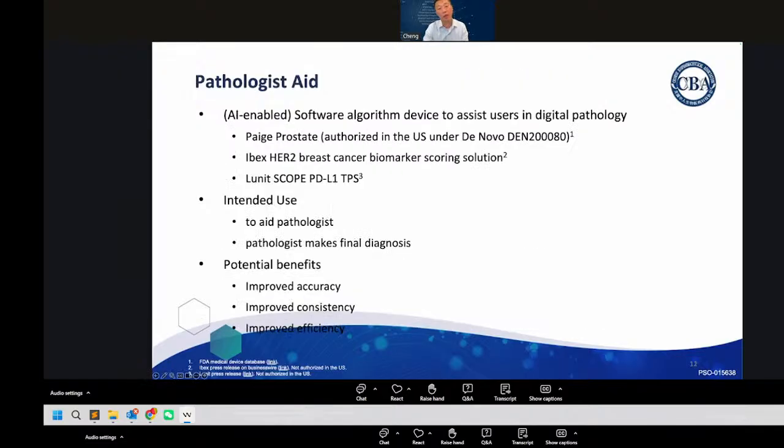The next use case is computational pathology to aid the pathologist in making diagnosis. There are already a few cases. Of course, as you can see, they can be used only to aid the pathologist, but the algorithm itself is not making the final diagnosis. It's still the pathologist who makes the final diagnosis. There are also apparent benefits. It can improve the accuracy, improve the consistency, and also potentially improve the efficiency.